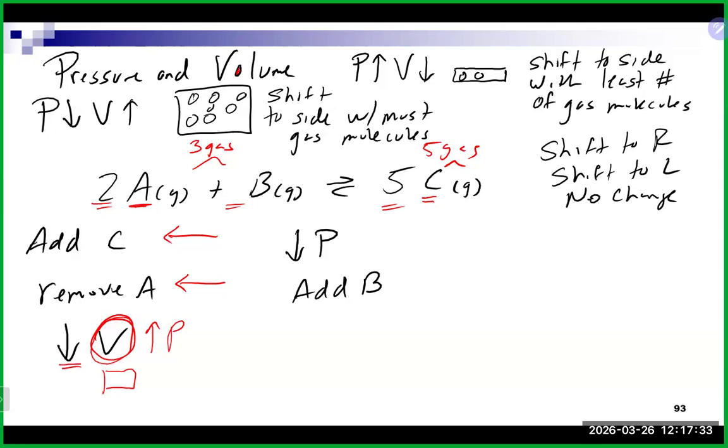And we are looking for less. So it will shift here to the left. Yeah. Any questions on those so far?